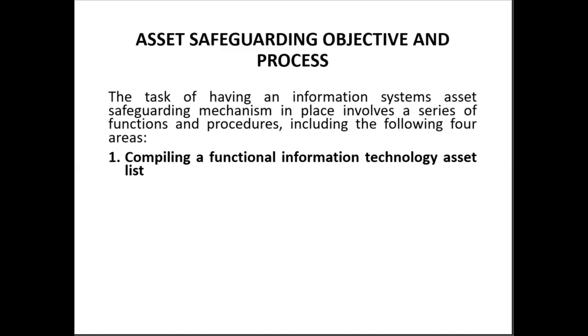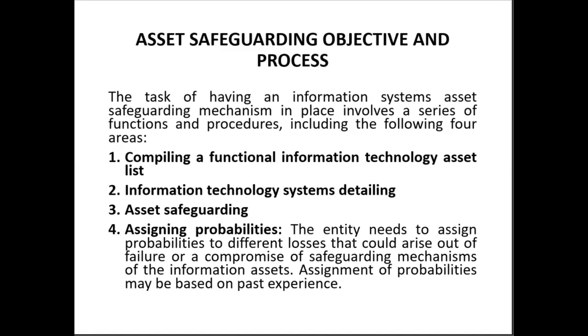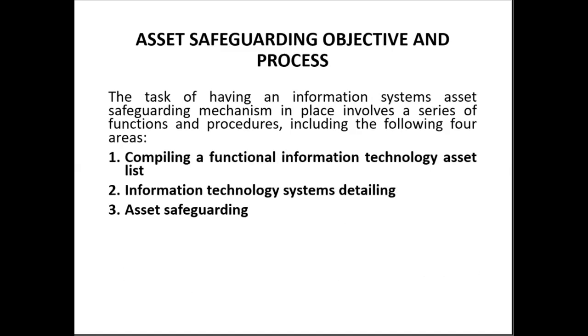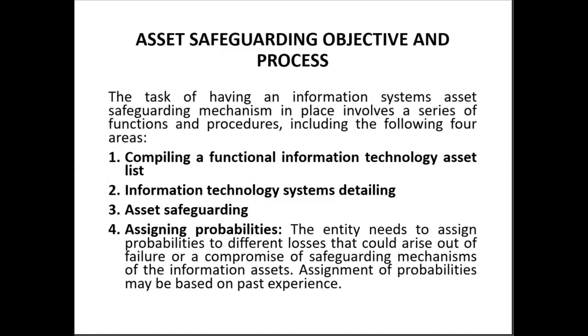Secondly, we should also have information technology system detailing, indicating the functionality, indicating in detail what each particular information asset is, what activity it is engaged in, what software is on it, and the purpose for which the software is installed. Then overall asset safeguarding, and then assigning probabilities. Assigning probabilities basically involves the entity going through a process to assign some numbers to different losses that could arise out of failure or compromise of the safeguarding mechanism of the information assets. An assignment of probabilities may be based on past experience. Okay, so four critical things when it comes to the process of asset safeguarding within the organization.